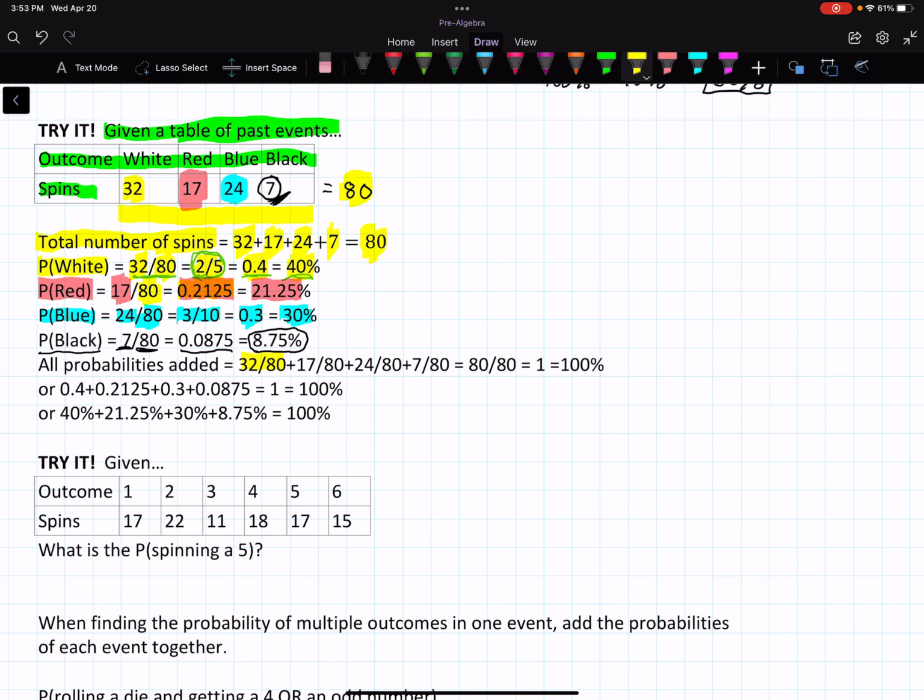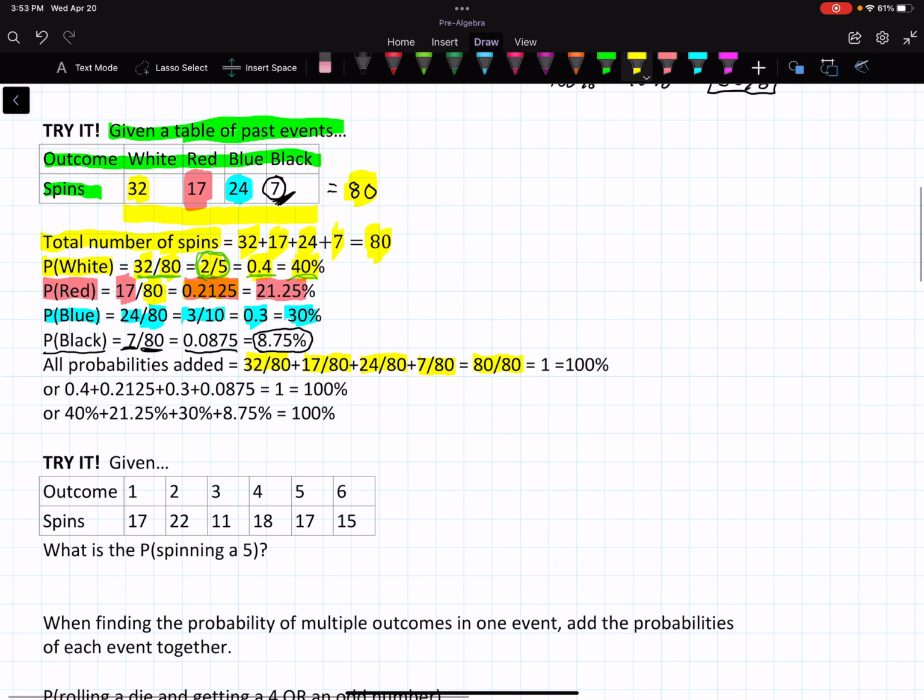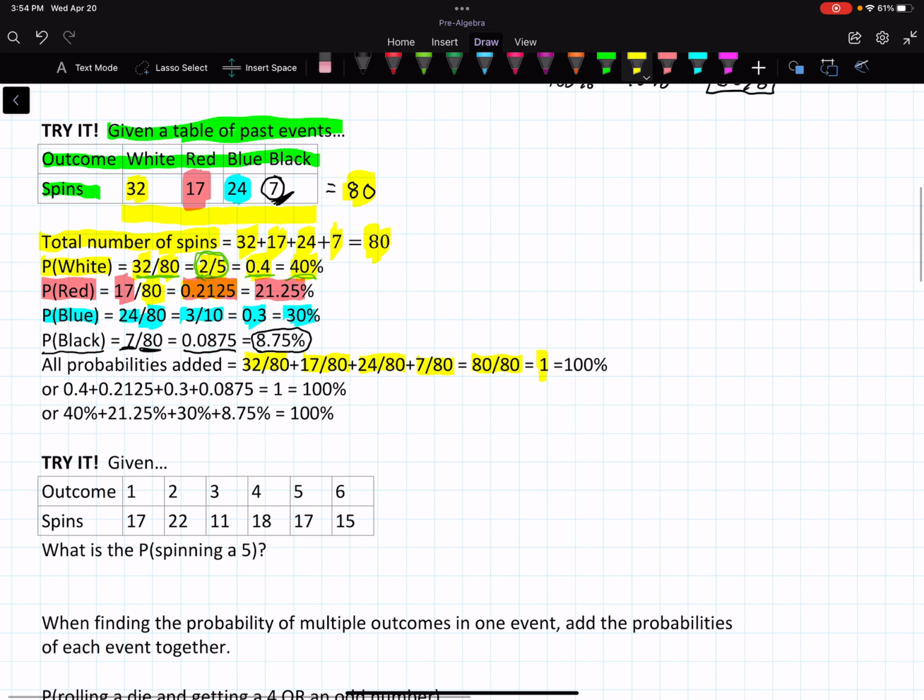So when we add all those probabilities up, if we were to use the fractions, we would have the probability of white using a fraction, plus the probability of red using a fraction, probability of blue using a fraction, and the probability of black using a fraction. That adds up to 80 over 80. 80 over 80 is just 1, and we all know that the number 1 is the same as 100%.